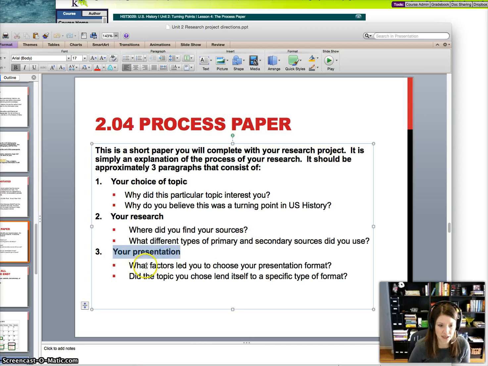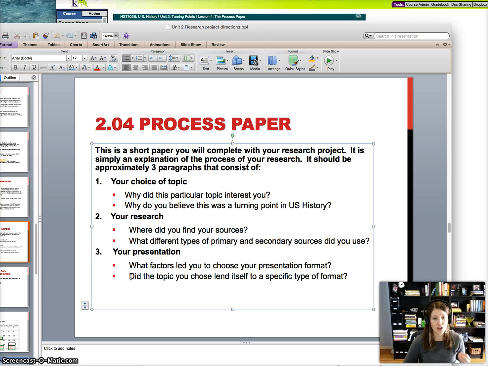And your presentation. What factors led you to choose your presentation format, and did the topic you chose lend itself to a specific type of format? If you just say here that you're playing to your strengths, that's fine. But just explain that. So if you like to write papers and that's why you chose to write a paper, excellent, that's fine.